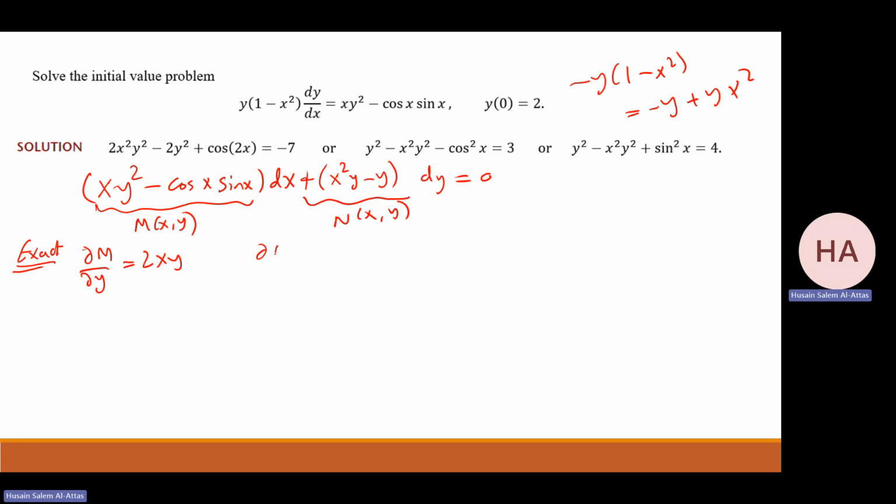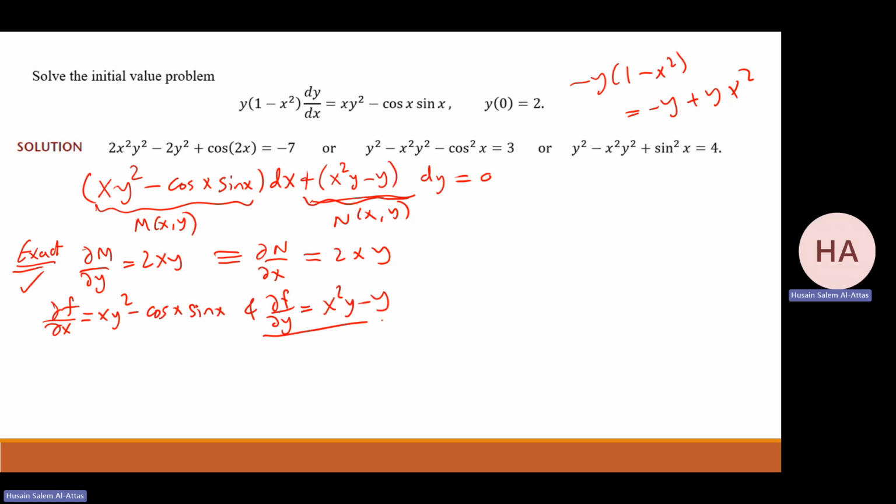Now partial N with partial X is equal to what? 2xy. So they are the same, so it's exact. Solve it. Let me just get what we have. Partial f with partial x is xy squared minus cosine x sine x, and partial f with partial y is equal to x squared y minus y. I will start with this one.